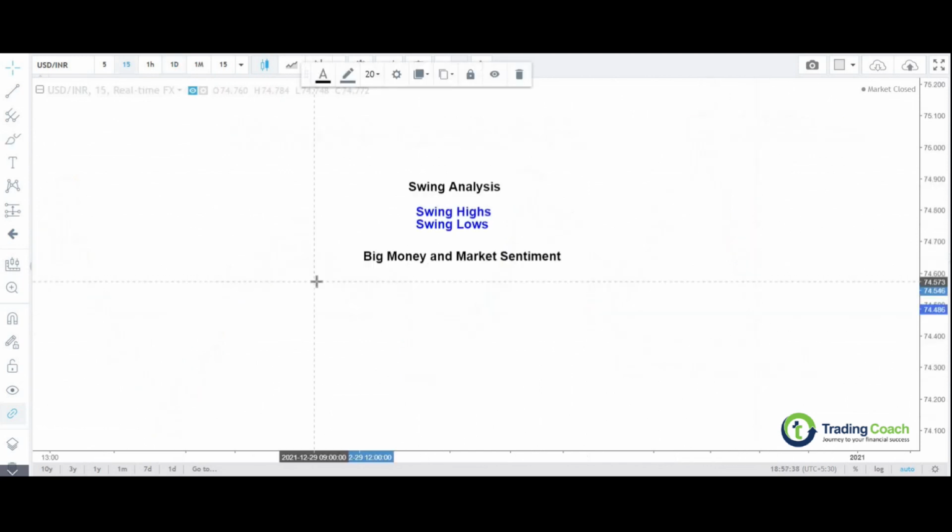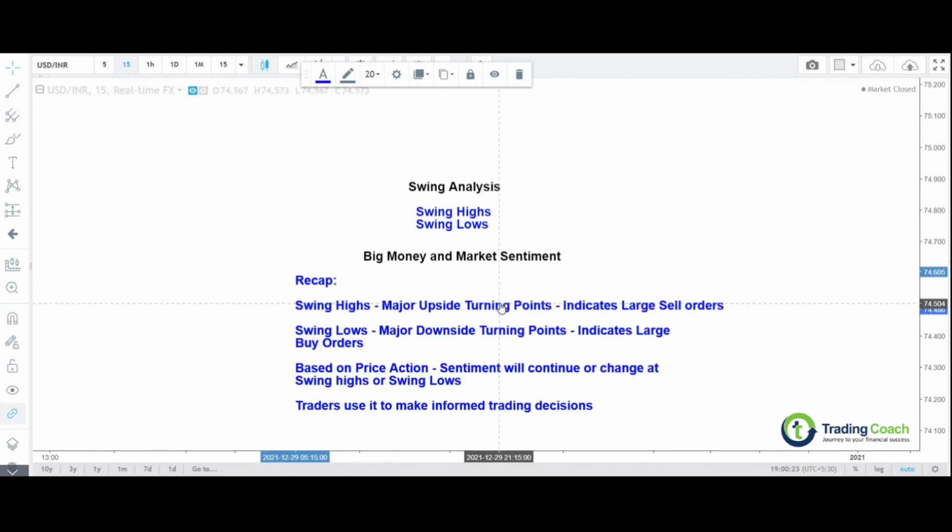Alright. So we have understood the concept of swing analysis, and how to use that in our trading approach. Now let us do a quick recap of what we have covered so far. Swing highs mean a major upside turning point. They indicate large sell orders existing in the market. Swing lows are exactly the opposite of swing highs. They are major downside turning points. They indicate large buy orders existing in the market.